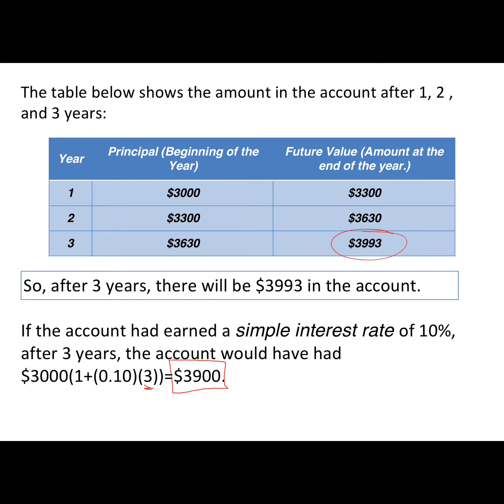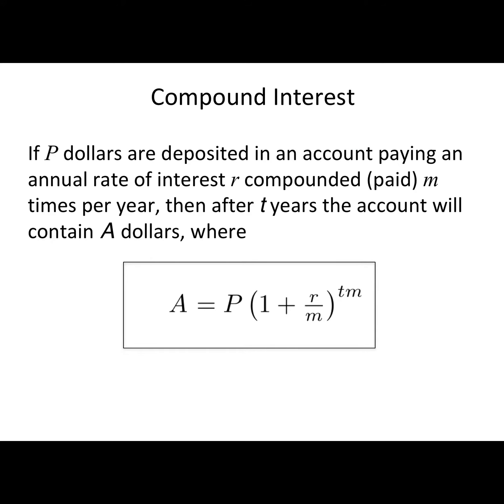All right, now in practice, you don't want to have to compute how much you have in the account every compounding period. So there's a formula for that, and here it is. So again, A stands for the amount in the account, P is your principal, R is the rate, and M is the new variable here. M stands for the number of times that it compounds per year. So with annually, M is 1. With semi-annually, M is 2. With quarterly, M is 4. With monthly, M is 12, and so on.